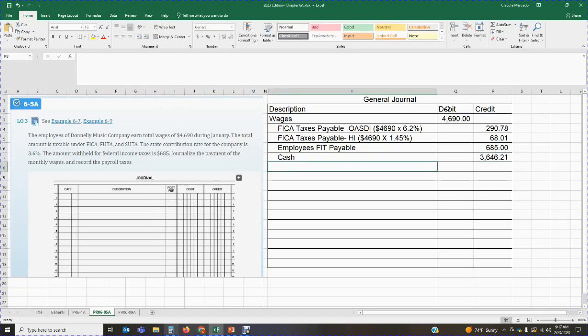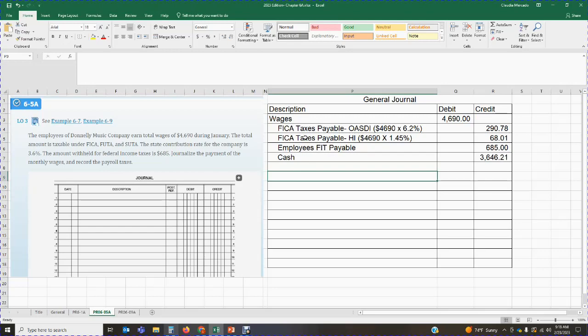So this is the gross, $4,690. This is the net, $3,646.21, okay? The net pay is after deductions. Gross is before deductions, okay? So that represents my payment of monthly wages, this first entry, okay?